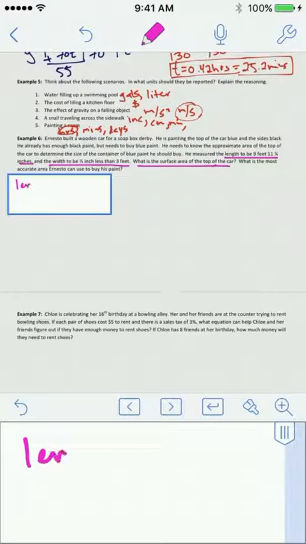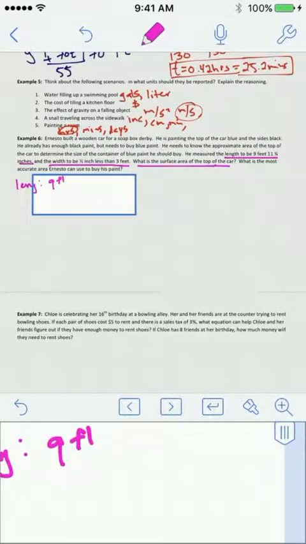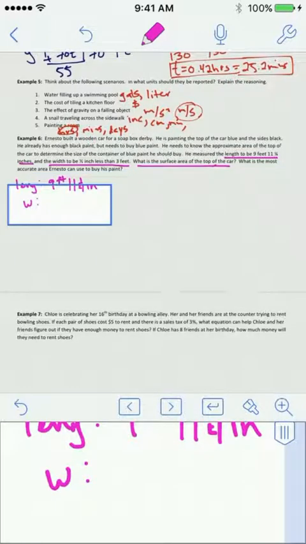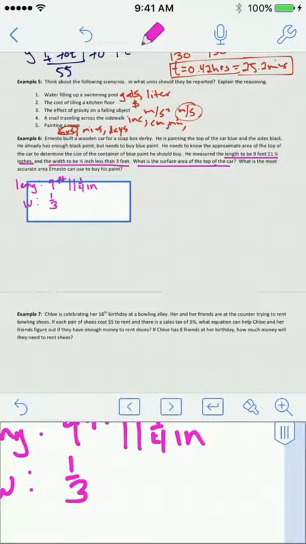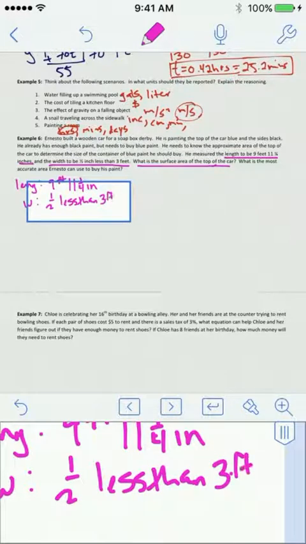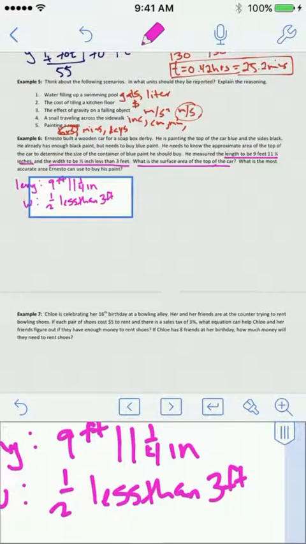Alright, so it looks like the length is equal to 9 feet, 11 1/4 inches. By the way, a soapbox car is not one of those little model cars. It's one you actually get in, so it's okay that it's 9 feet long. The width is 1/2 inch less than 3 feet. Okay. Lots of different units going on here. This is going to be nearly impossible to figure out an area for, right?